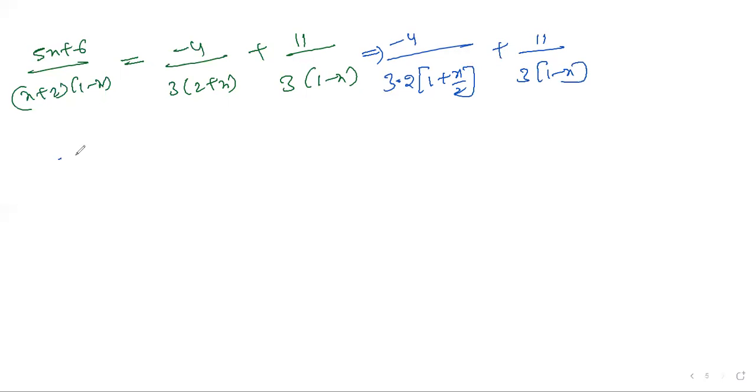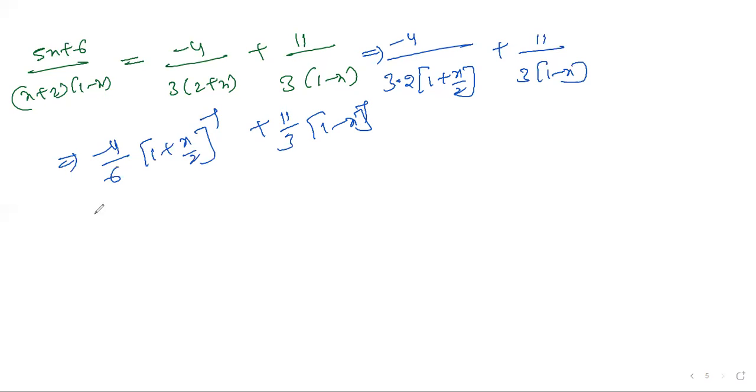Next, what can I write? Minus 4 by 6. This 1 plus x by 2 is in the denominator, I'll make it top: 1 plus x by 2 whole inverse. Next 11 by 3 is there. This 1 minus x I'll make it top: 1 minus x whole inverse. Still any doubt? No, sir.